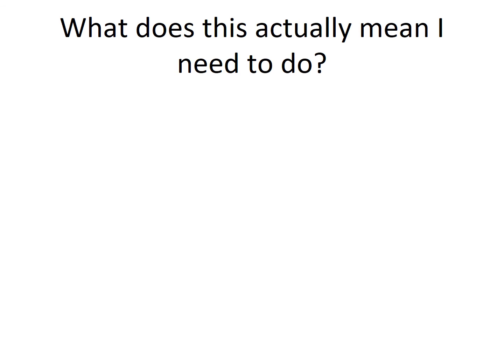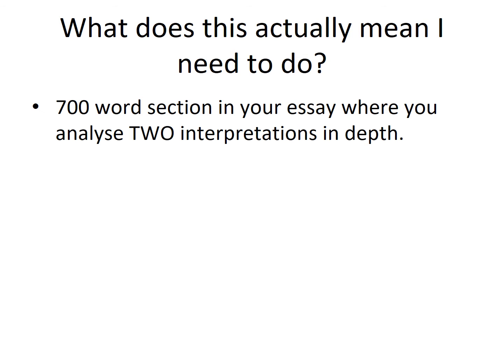Now, let's talk in a little bit more depth about what it means you actually need to do. What you really need to do for the interpretations, the most important thing by far, is you need to have a 700-word section where you are going to analyse two interpretations in depth. So somewhere in your essay, you are going to have a 700-word section where you just talk about two interpretations. And you do not need to use more than that. And the exam board are really explicit about that. And actually, those people who in the past have done more than two interpretations, I don't think they've done them in the right depth, and actually they've lost marks.